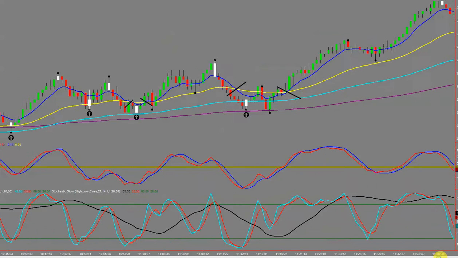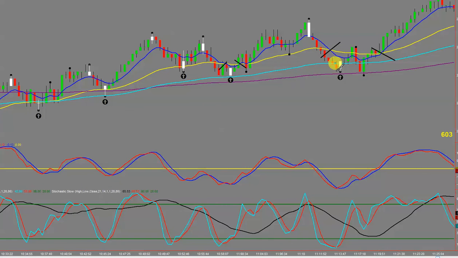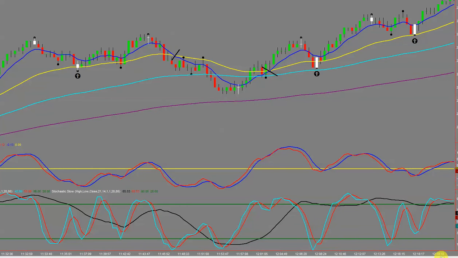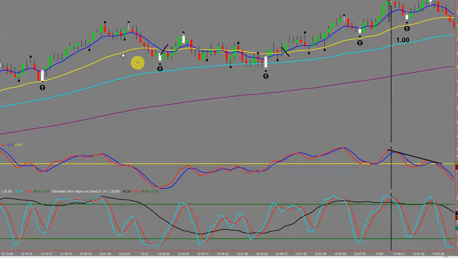The second one failed. Now after a couple of failures, what's going to happen? The stats are going to start to work in our favor. The third, and that was a really nice counter trend trade. Okay, so we come up here, you've got one.